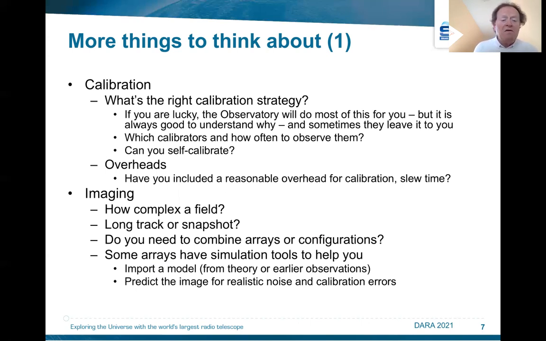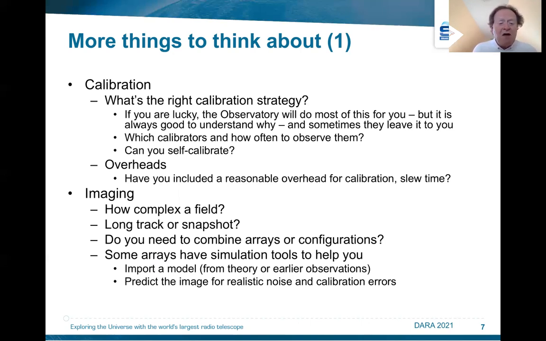But one other thing that's useful to know at the proposal stage is whether you can self-calibrate. The reason for this is that if you can, it often reduces your calibration overhead by a lot. And so that you can adjust your observing strategy and your overheads based on that.